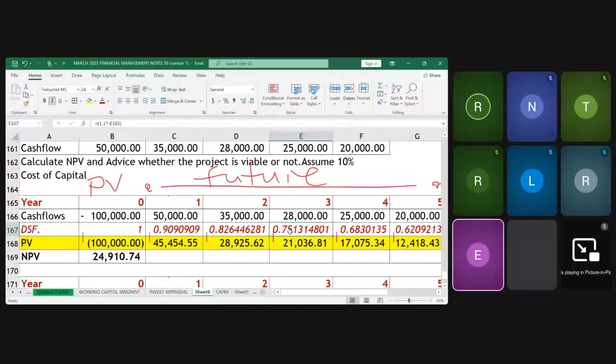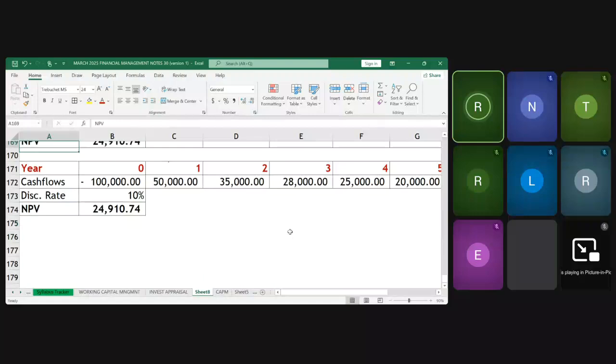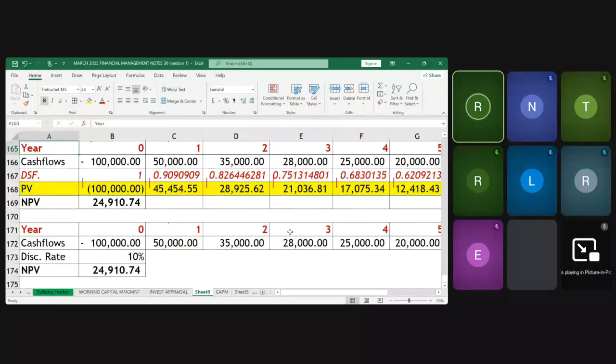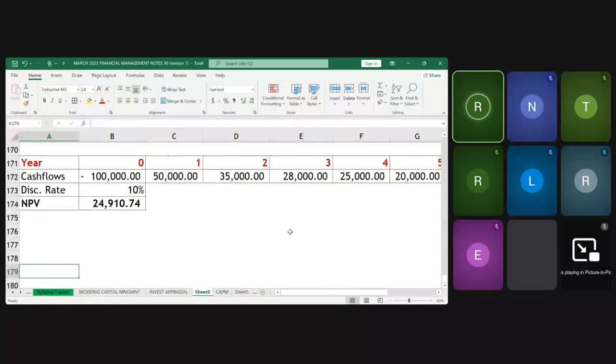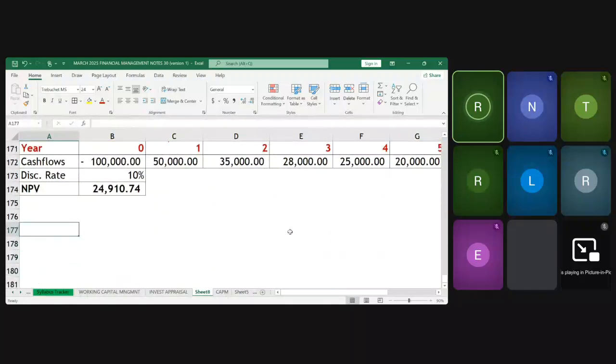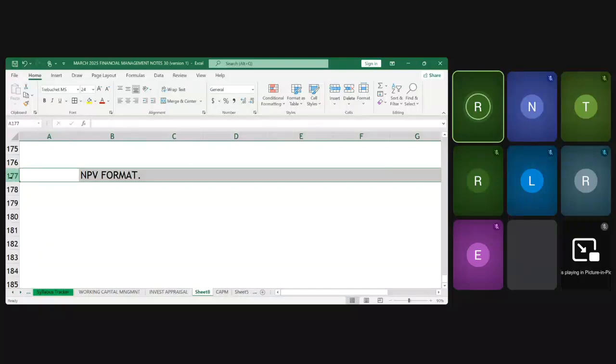All right. Now, I want us then to look into the net present value format. So what does that mean? It means that whenever we are assessing a project, we are going to incorporate a lot of things. So what we need to do now, we need to look at NPV format. And then from this format, we are going to pick a few things that we need to work on so that any question with NPV, we are able to answer.